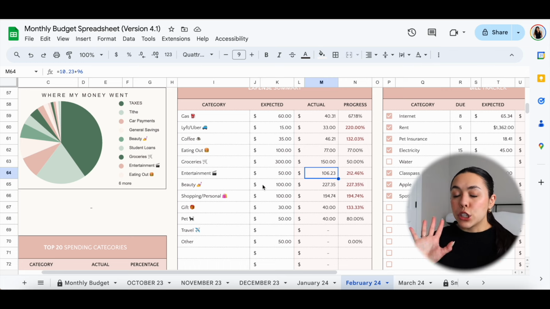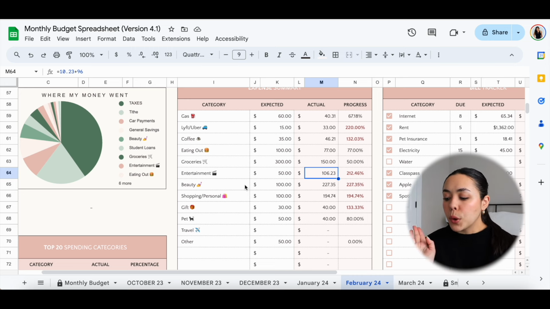Okay, now we're getting into the two categories where I really overspent, but again, we're not gonna be too down on ourselves. I think it was allowed in my budget. I could still add money to my savings, pay my bills, everything else.